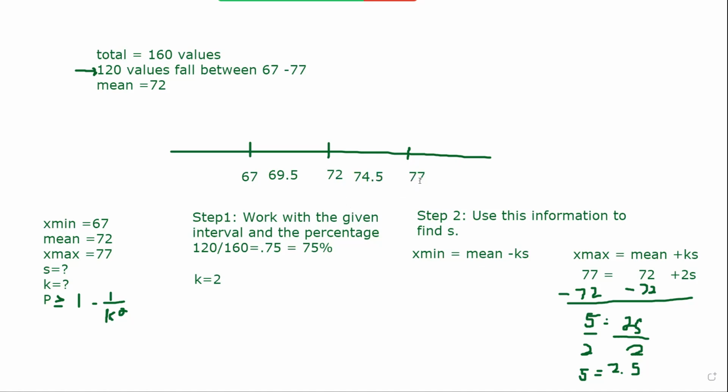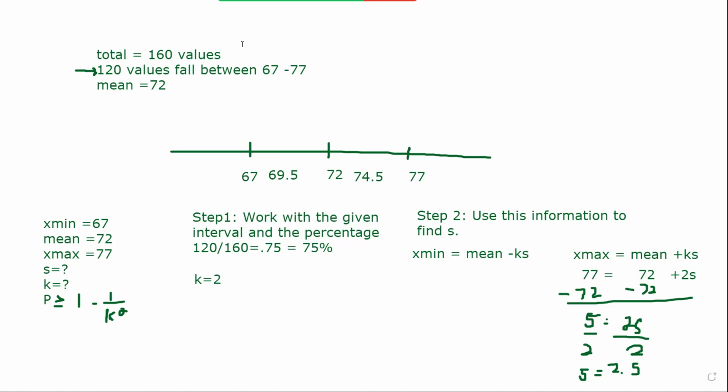And then there's 77 over here. Now, the standard deviation is 2.5. So it stands to reason that if I back up enough, I'm going to have another interval. Okay. So now I know S, now I know K. But the question, unfortunately, was about another interval.